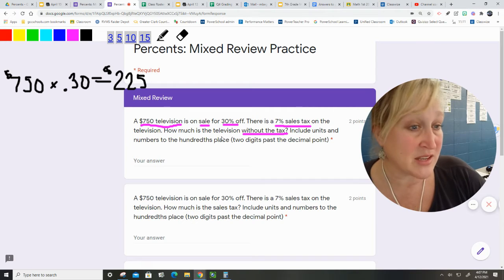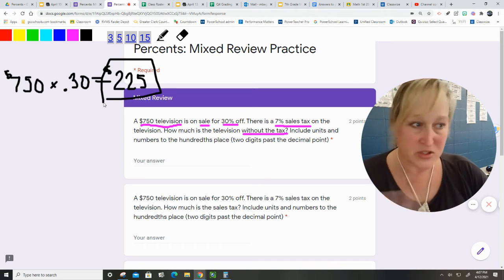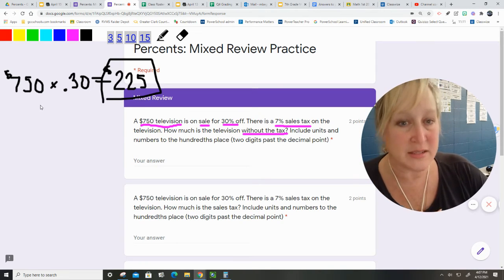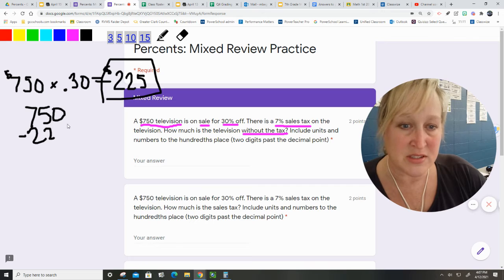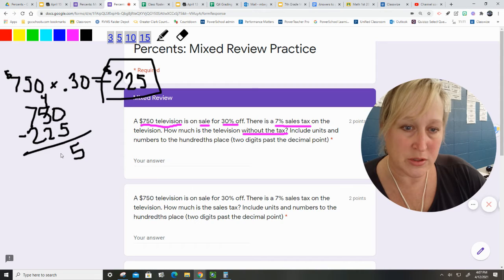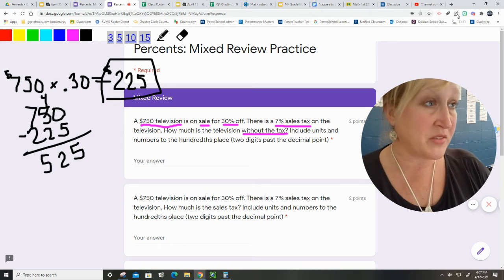So I'm going to read this again and make sure. It wants to know how much the television is without the tax. So this $225 is not how much my TV is. It's how much is subtracted from that $750. So I think I can do that fairly simply, but I'm going to double check myself. My $750 television is $525.